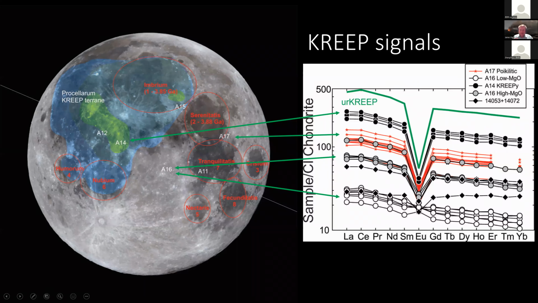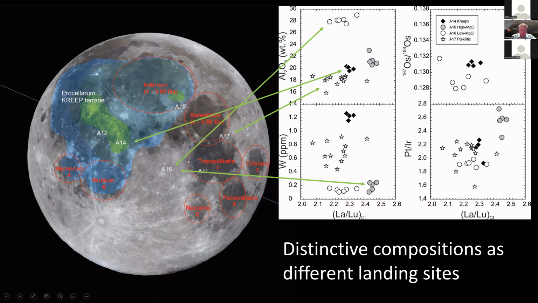If we compare the ratio plots like these, we can begin to see similar trends. We're seeing evidence then that there are distinctive compositions at different landing sites. There are distinctive impactor populations at different landing sites. And we can begin to distinguish and tease out what these compositions might be.